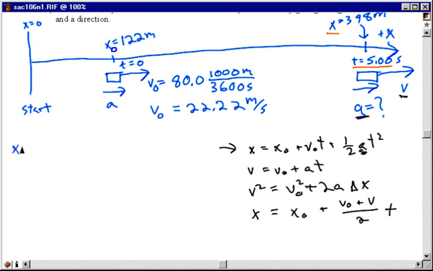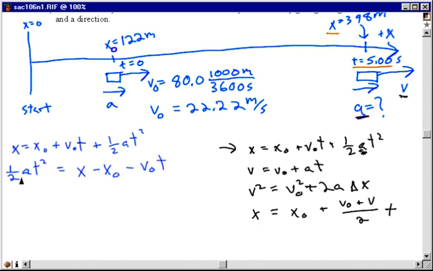Just copy it down to start with. x is equal to x0 plus v0t plus 1/2 at squared. And what we have to do is solve that for a. I'll start by subtracting these two terms from both sides, and switching sides. So on the right, all I'm left with is 1/2 at squared. I'm switching sides, so that goes over to the left. And on the left, I've got the original x, minus x0 minus v0t.